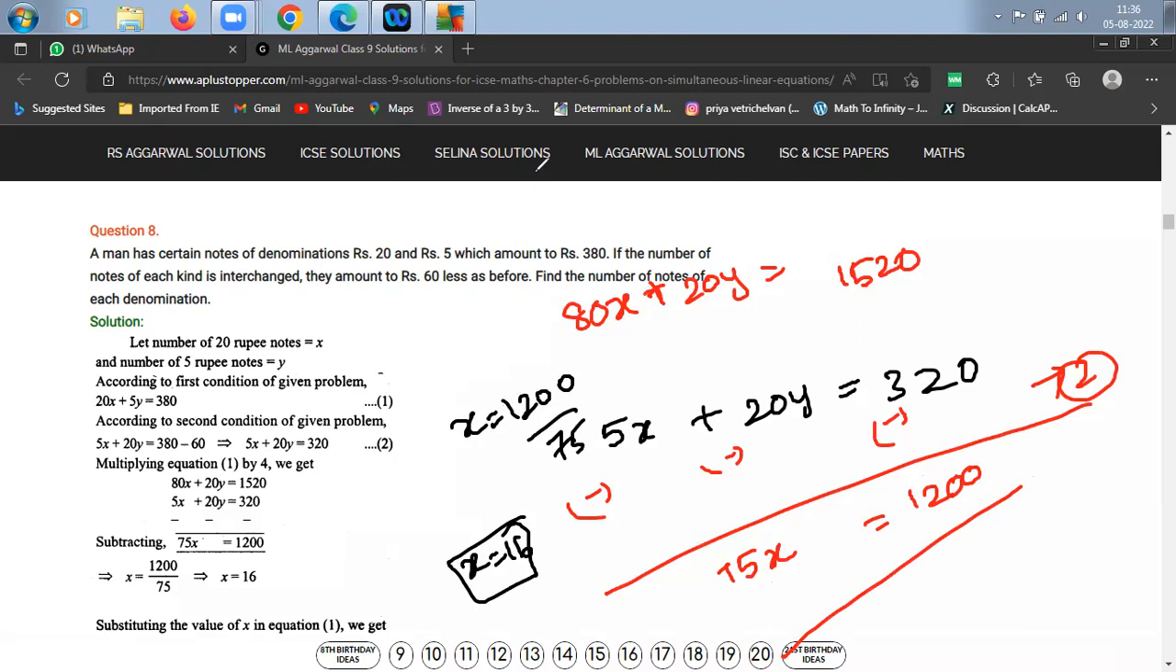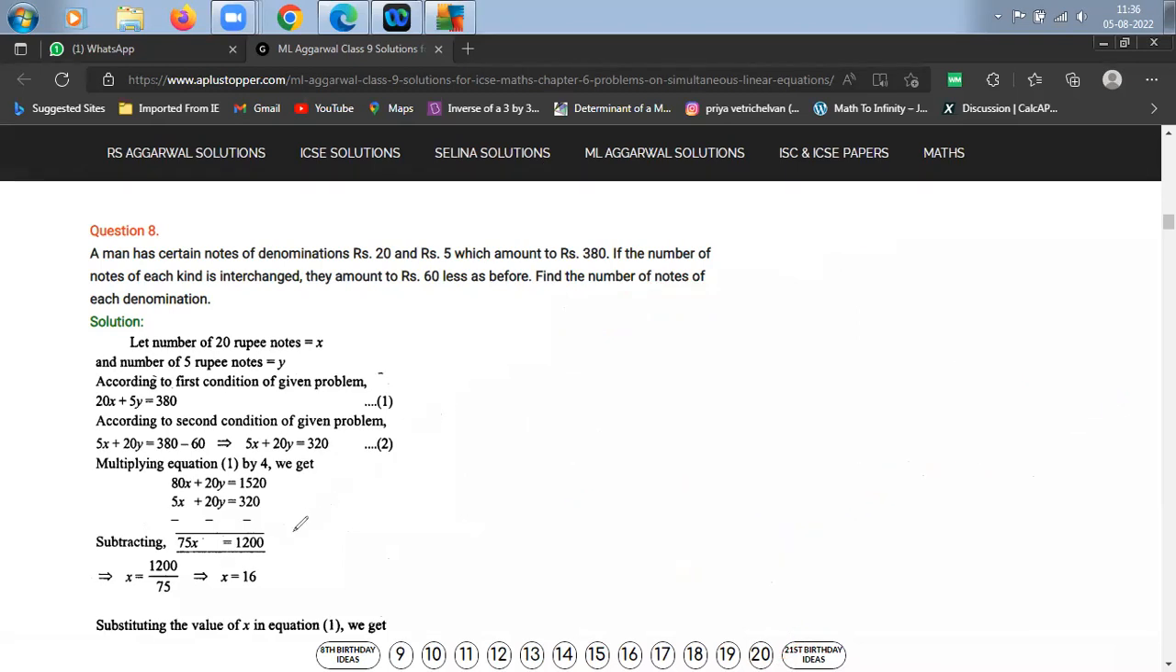Now you substitute this in one of the equations and find the value of y. Can you do that? It could be any of the equations: equation 1, equation 2, or the new first equation also. Anything is fine.